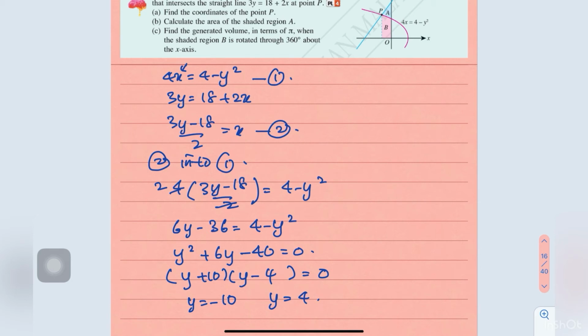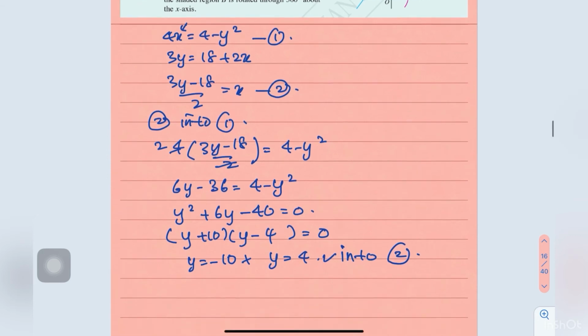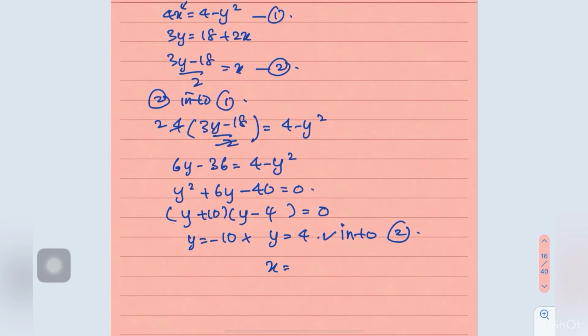Okay, so y positive, we choose y equals 4. Into equation 2, x equals (3 times 4 minus 18) over 2, which equals negative 3. So therefore point P is (negative 3, 4).